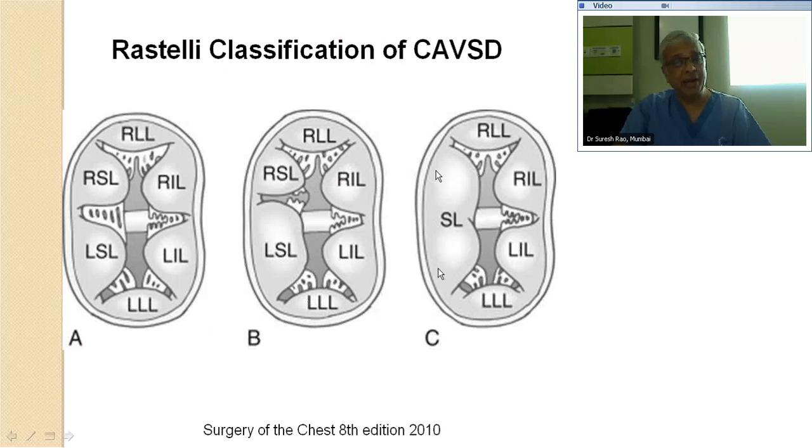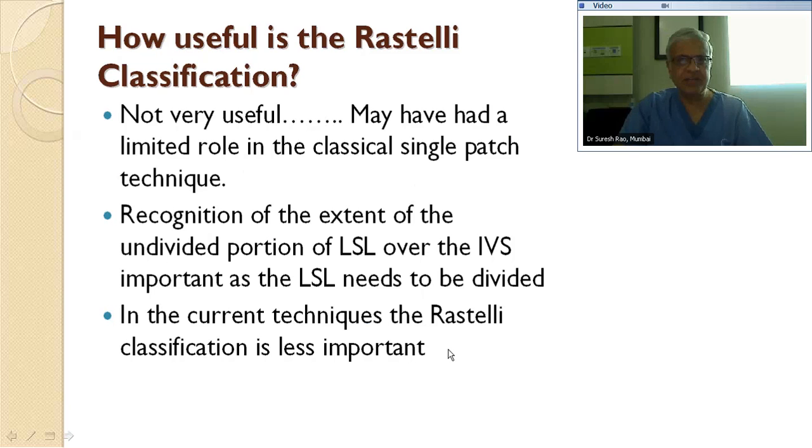Mind you, in Rastelli classification, there is no description of the inferior leaflets in any of the A, B, or C. No description of the lateral leaflet, and though these form parts of the AV canal when you repair them, especially the clefts when you close them, that is the drawback of this classification. So how useful is the Rastelli classification? Not very useful, but it was useful when you repaired with a classical single patch technique, which has more or less been given up for a modified and a double patch technique.